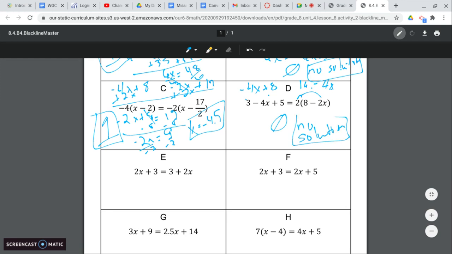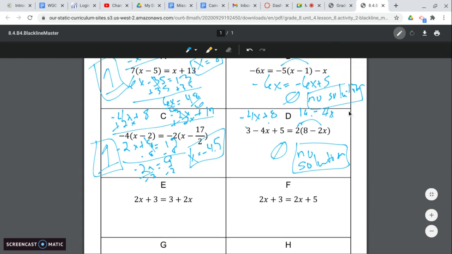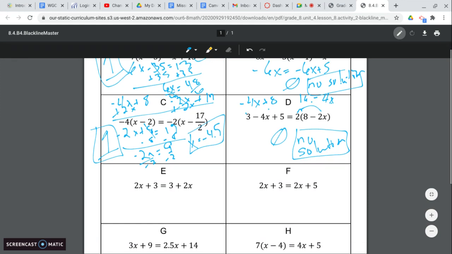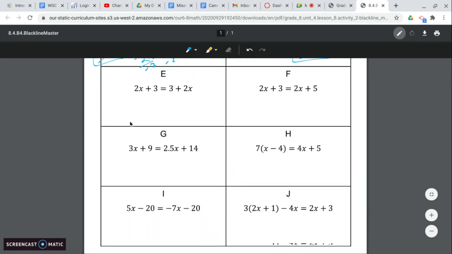So hopefully you're seeing a pattern to how these work. The no solutions have both had the same coefficient on our variable, but different constants. The ones with one solution have had different coefficients on our variables and different constants, so they've been able to solve out and work down. E, look at this, 2x plus 3 equals 3 plus 2x. Those are identical, right? So this is all, or infinitely many. Here we have 2x plus 3 equals 2x plus 5. The 2x's are going to cancel out. We're going to be left with 3 equals 5, no solution.